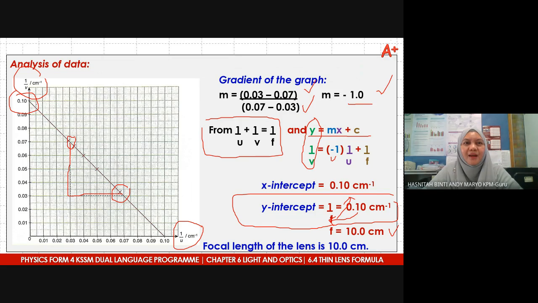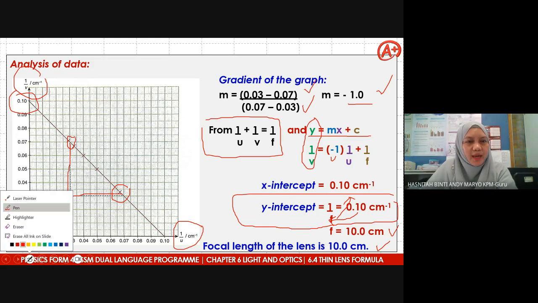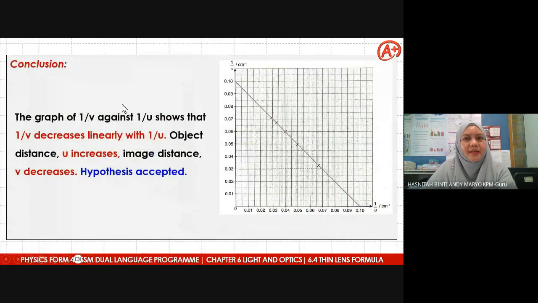So from the experiment conducted, from the data collected, and from the analysis of data made, we can find the focal length of this lens is 10 centimeter. Are you clear on this calculation? Especially how to equate the thin lens formula with the linear equation formula in order to determine the focal length of the lens. Next, students.